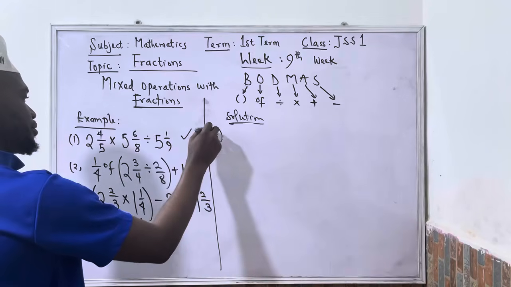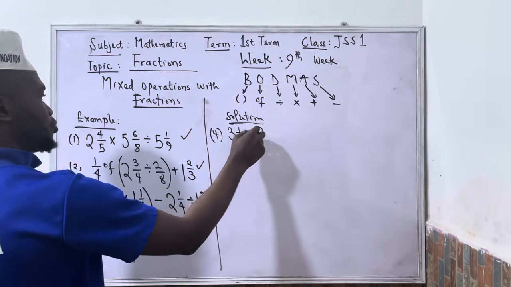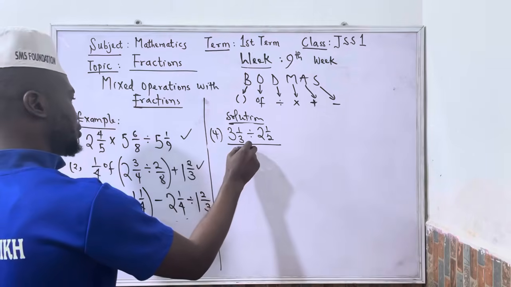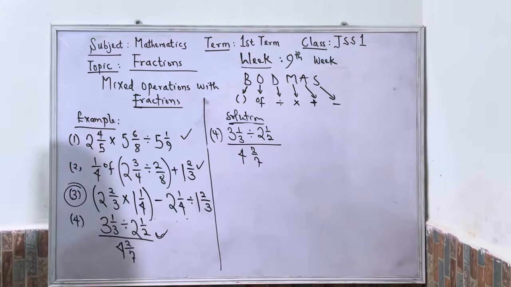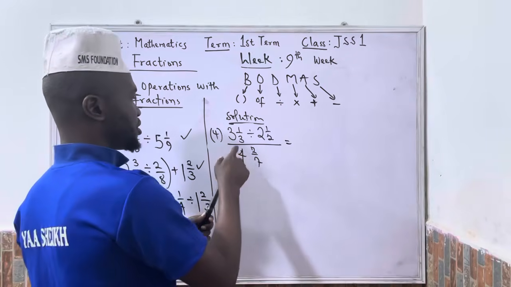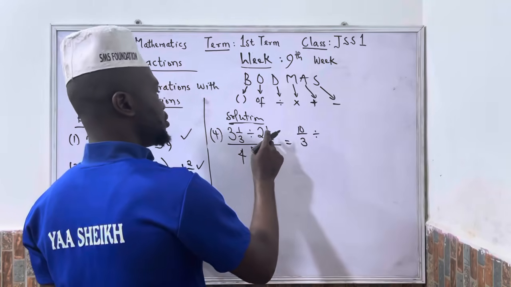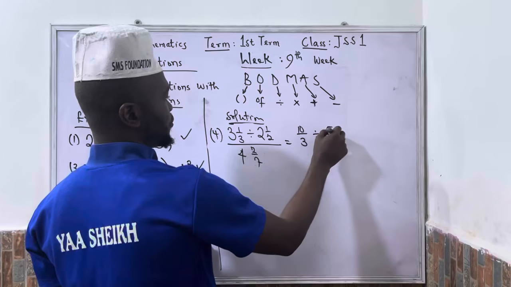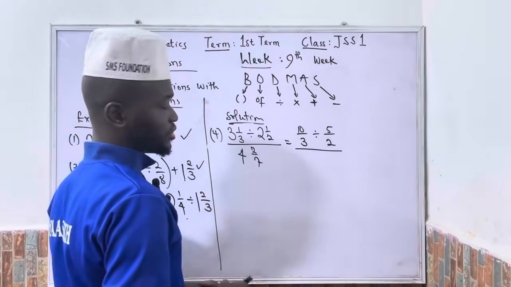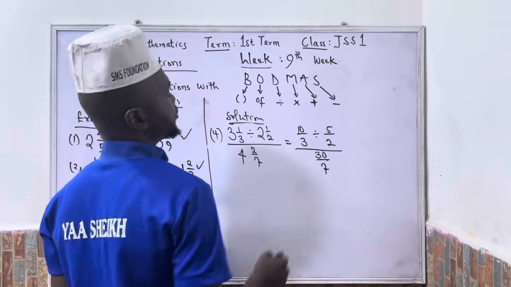Number 4. So that's 3 whole number 1 over 3 divided by 2 whole number 1 over 2, divided by 4 whole number 2 over 7. You see, the first thing to do is to change everything to improper fraction. I have always said that. So this is 3 times 3, 9 plus 1, that is 10 over 3, divided by 2 times 2, 4 plus 1, that is 5 over 2. Then everything divided by 4 times 7, that is 28, 28 plus 2, that is 30 over 7.